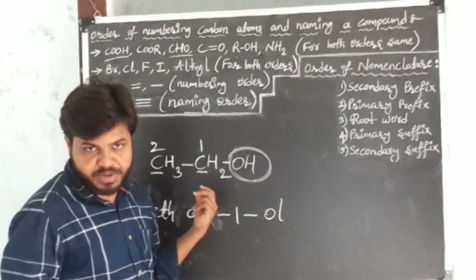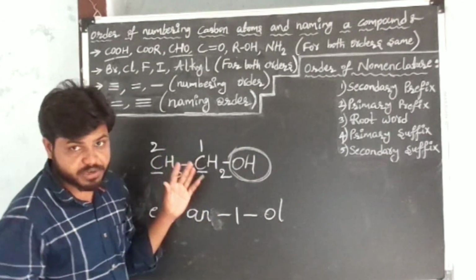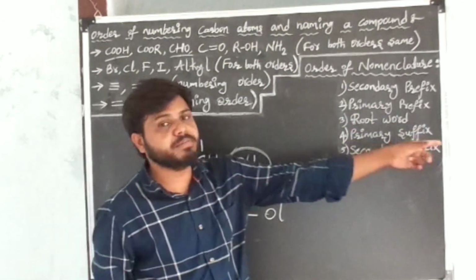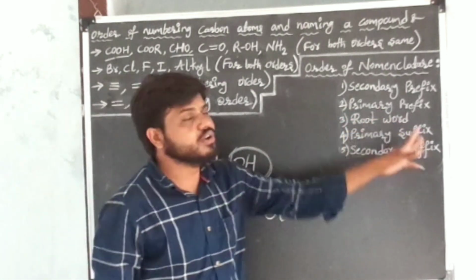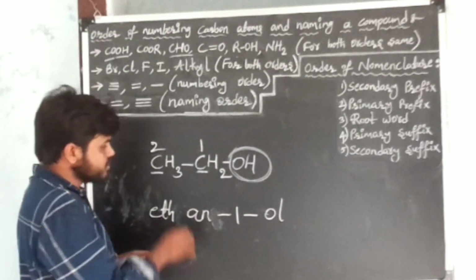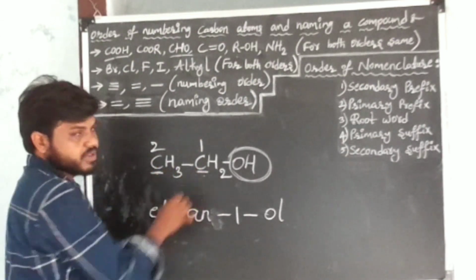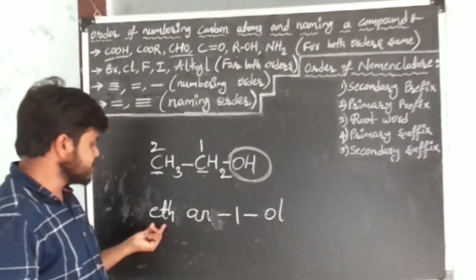Secondary prefix is not present in the given carbon compound. Then go to the primary prefix. Primary prefix is cyclic, which is also not present. Then go to the root word. Root word means number of carbon atoms. In the given carbon compound, 2 carbons are there. Write the root word for 2 carbons, that is eth.